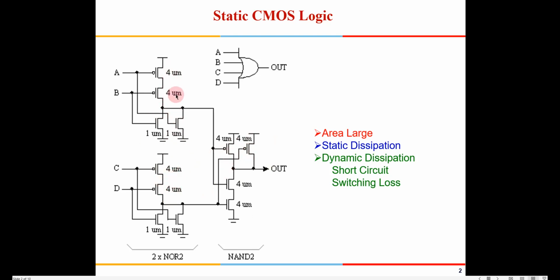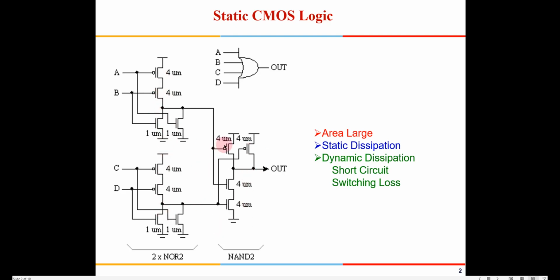Because of this large dimension PMOS, the area will be large. In the silicon chip layout, area is also one of the constraints. So static CMOS designs consume more chip area. The next one is static dissipation. Since we have a PMOS with a large width, there is a possibility of greater static dissipation in all these CMOS circuits.